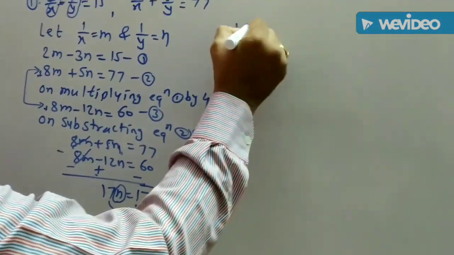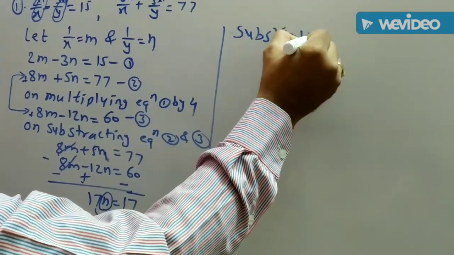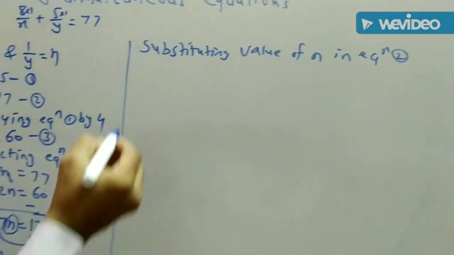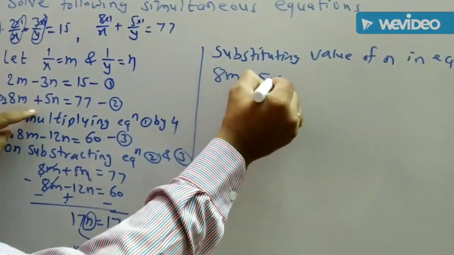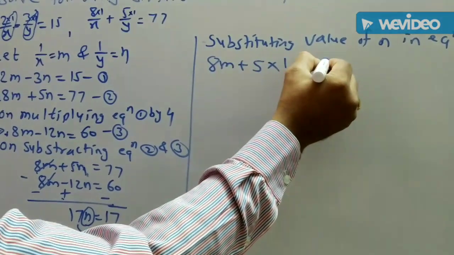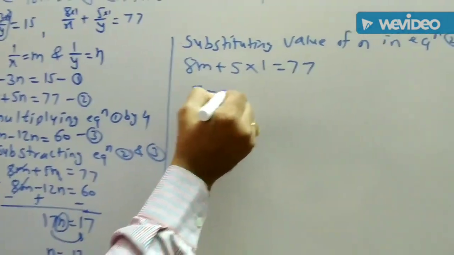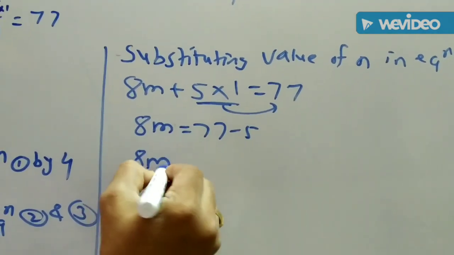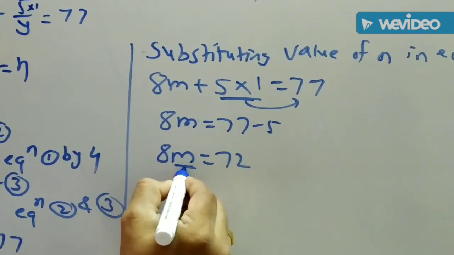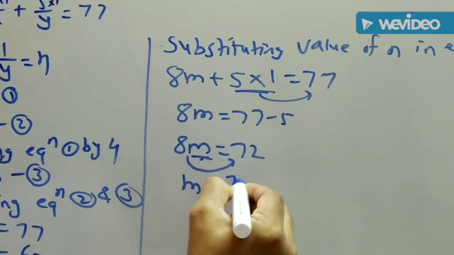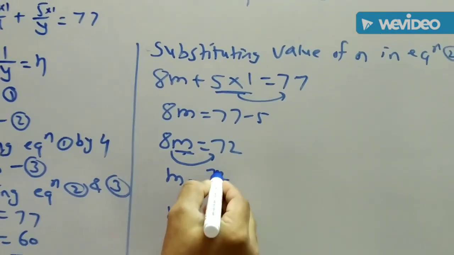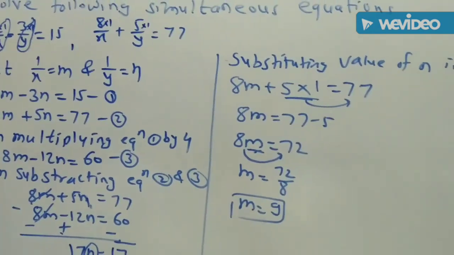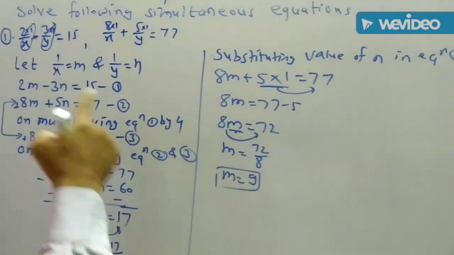Substituting the value of n in equation 2, we get 8m plus 5n, that is 5 into 1, is equal to 77. 8m is equal to 77 minus 5 ones are 5, plus gets converted to minus. 8m is equal to 72. To find the value of m, multiplied 8 gets converted to division, 72 divided by 8, that is 9. These are the values of m and n, which are the variables we used for substituting.